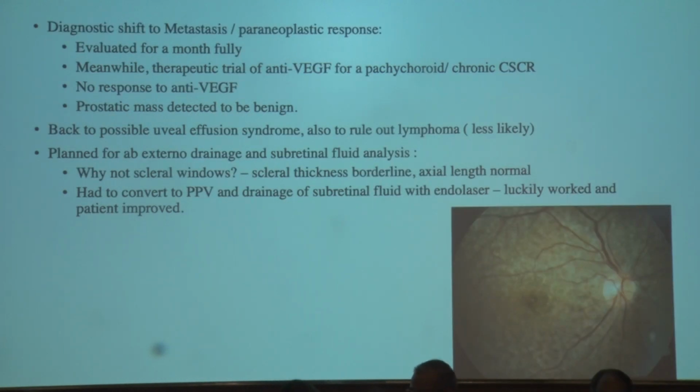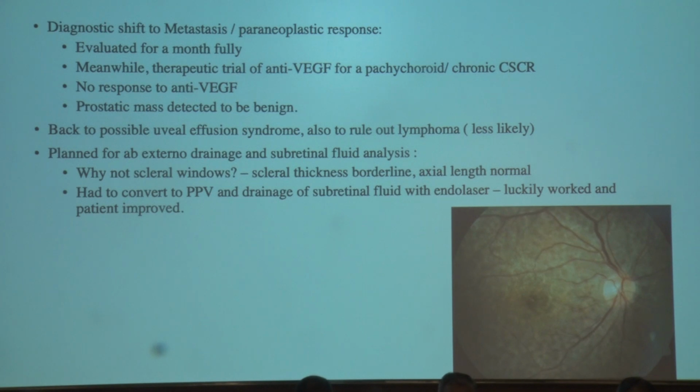So our diagnosis again shifted to a metastasis or a paraneoplastic response, and we evaluated him fully for a month with a battery of investigations. Meanwhile, we also gave a therapeutic trial of anti-VEGF for a pachychoroid or chronic CSCR spectrum. But no response to anti-VEGF was found, and the prostatic mass detected was also found to be benign. So again, we moved back to uveal effusion syndrome, but we thought to rule out lymphoma, which was very less likely, but we still thought of doing an ab externo drainage along with subretinal fluid analysis.